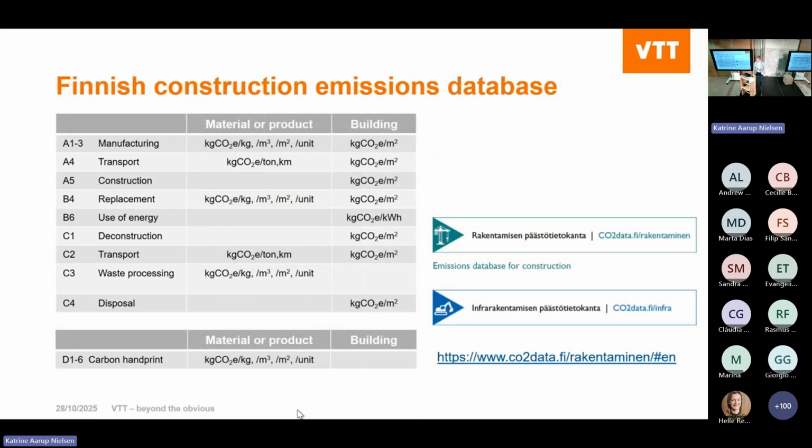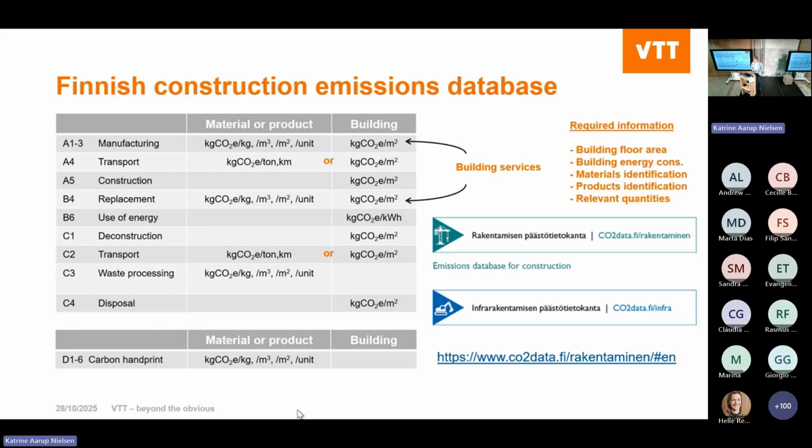Even though we have a good basis, these are examples of the databases that we have for the emissions, and we can make the actual calculations based on some of the official databases that exist in Finland. But while we are looking for the required information, it is the building floor area, building energy, and material identification, products identification, and relevant quantities.